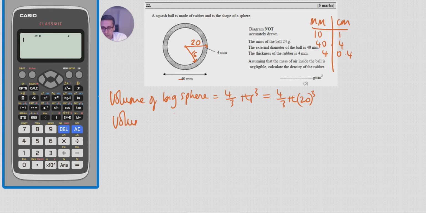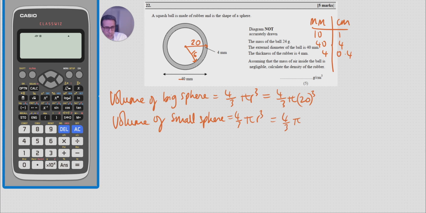And the volume of the small sphere equals 4/3 pi r cubed again, so 4/3 pi times, actually we should use centimeters, so that 20 should actually be a 2. I'm going to change that to a 2. I'm not going to start this question from scratch again. And the radius of the other one should be 1.6, because 16 millimeters is 1.6 centimeters.